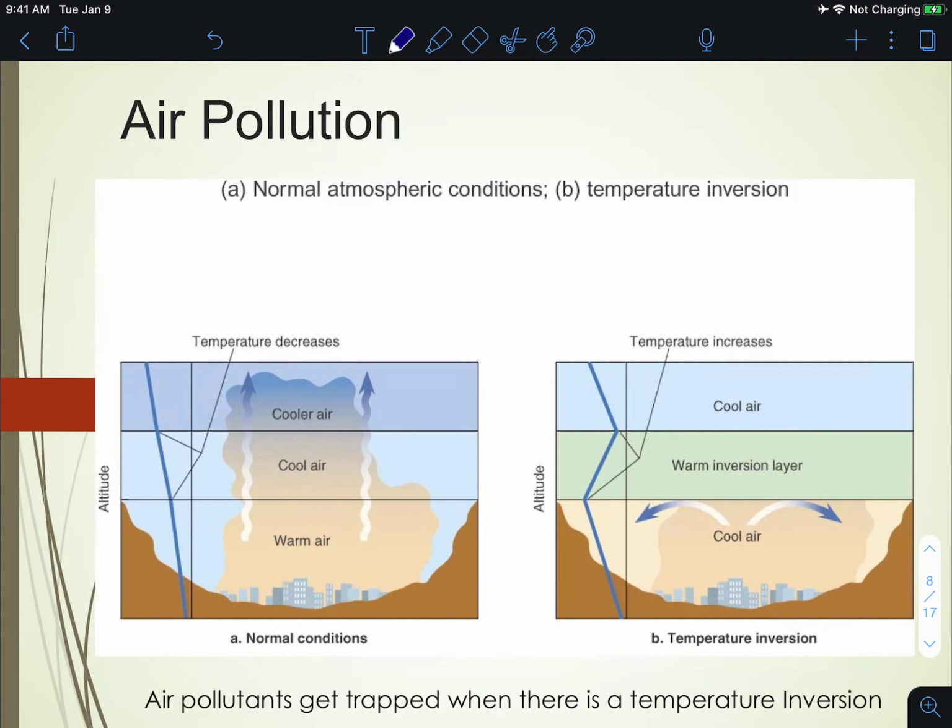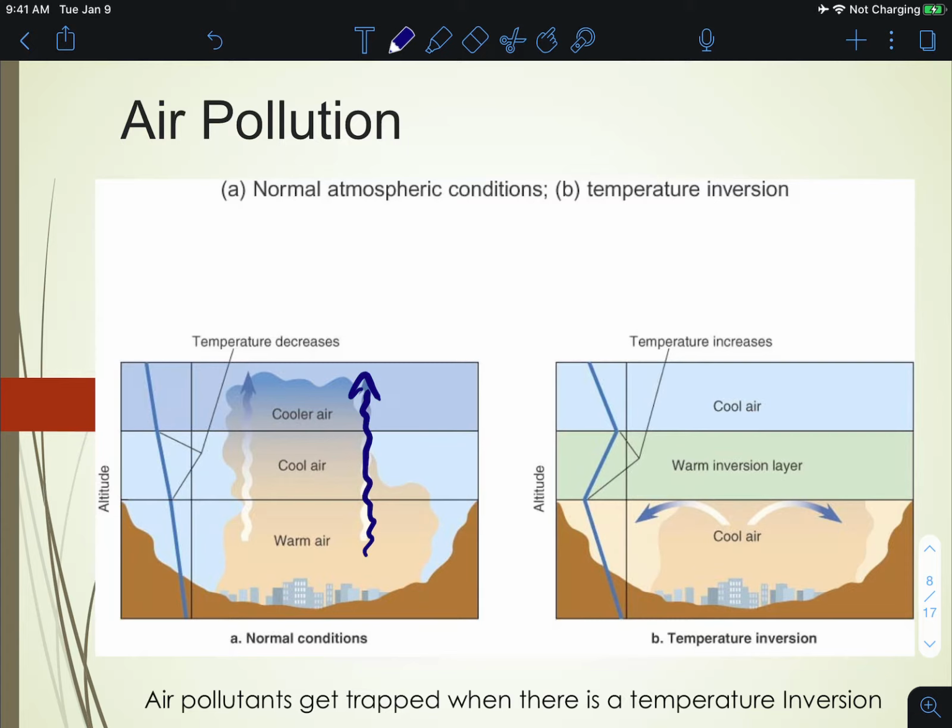Now, one of the things we have problems with air pollution is when we get temperature inversions. So these are normal conditions on the left, and pollutants can easily escape, as you can see. Now remember, warm air will be less dense. Why? It's more spread out. Just think about what happens in the summer. The wood of your doors expands and becomes tighter, right? Air expands, it becomes less dense.